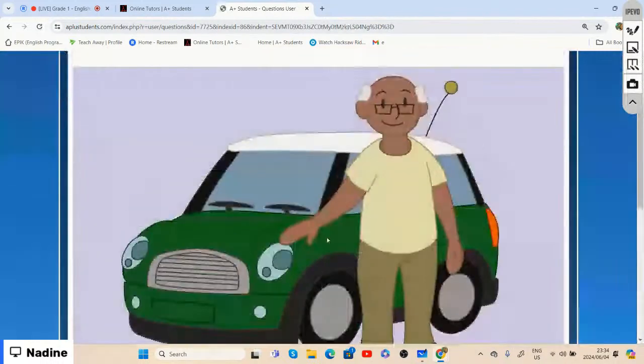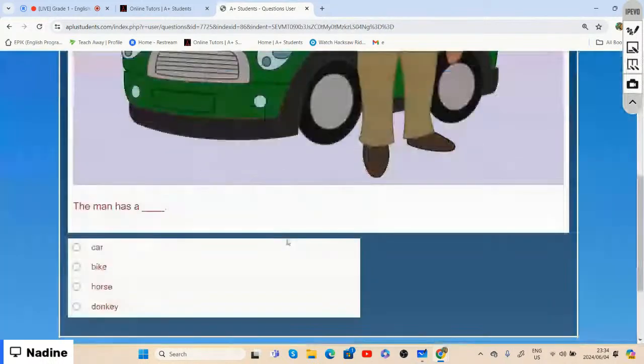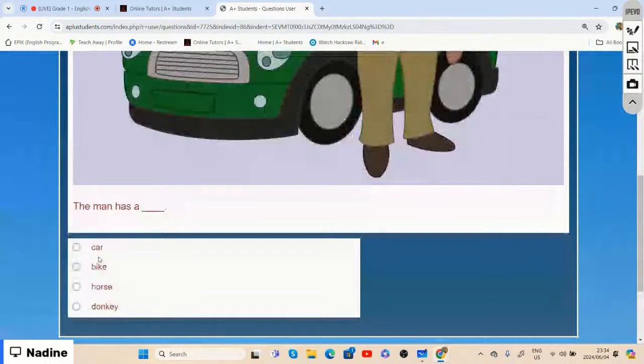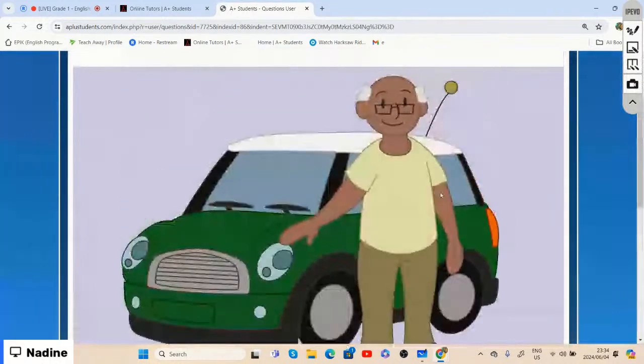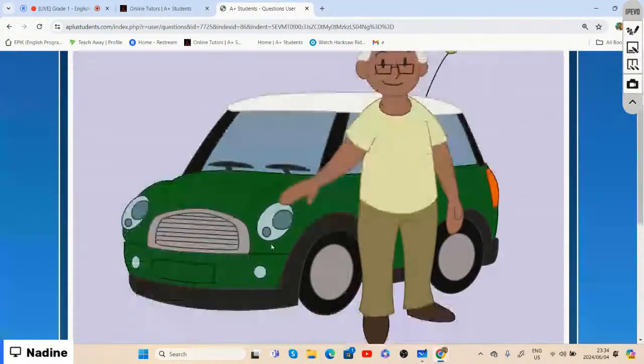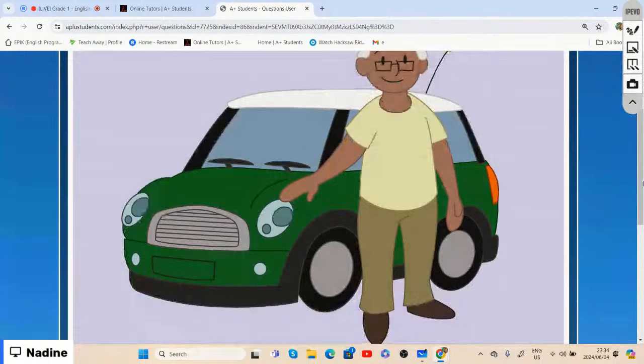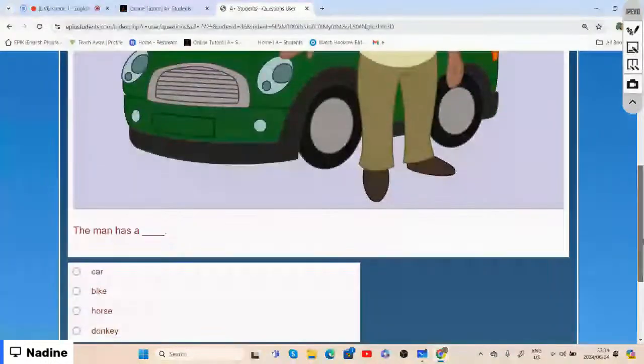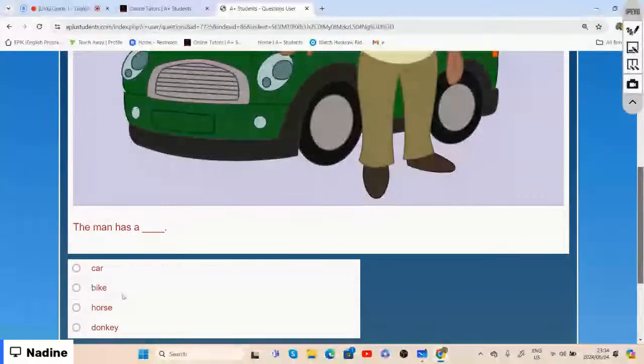All right, look at Grandpa in his car. All right, it says, this man has a what? What does Grandpa have? Does he have a car? He's got a bike. He's got a horse or he's got a donkey. What does Grandpa have? What does the man have? A car, a bike, a horse, or a donkey? We need to say what this man has.